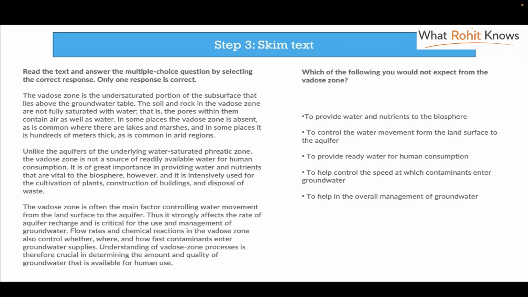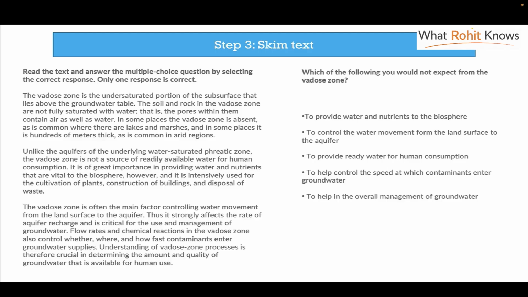Step number 3, skim the text. Now the text that's given to you, quickly go through it. We start from the top. The widow's zone is undersaturated. Then I jump. In some places is absent. Then I jump to the next paragraph. Unlike the aquifers of the underlying, it's of great importance in providing water, construction of buildings, and disposal of waste, etc. And then again, I jump to the last paragraph. Flow rates, chemical reactions, also control. So I think I've read enough. I've got an idea of what the text is.